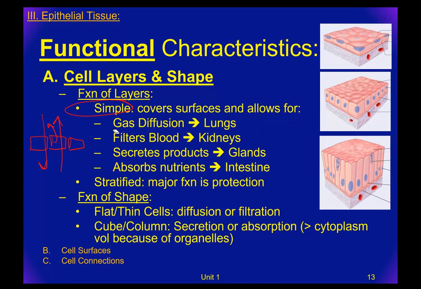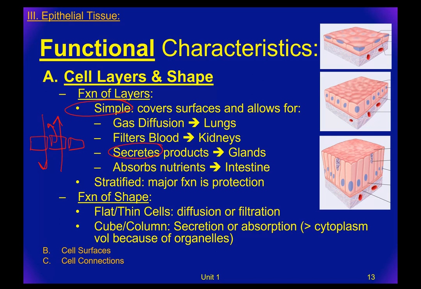Another thing, if we've got simple, we can see filtration. Think about the coffee filter. The coffee filter is not as thick as, let's say, a quilted blanket, right? It's very thin so that the liquid will go through, but the coffee grinds won't. So we use, again, just one layer of cells to help us do this function, filter. Secretion.